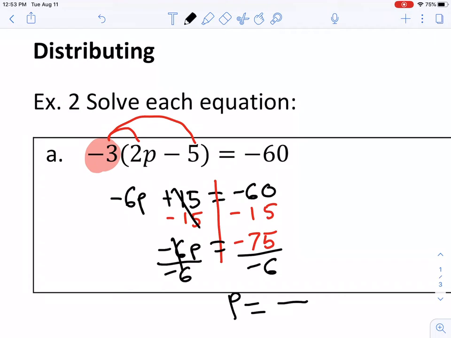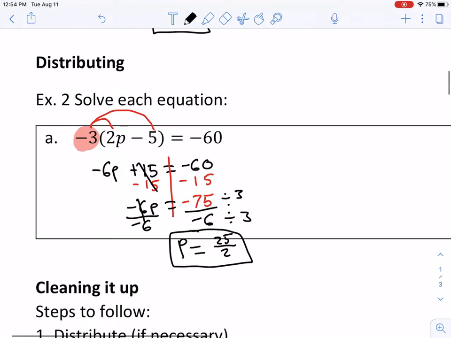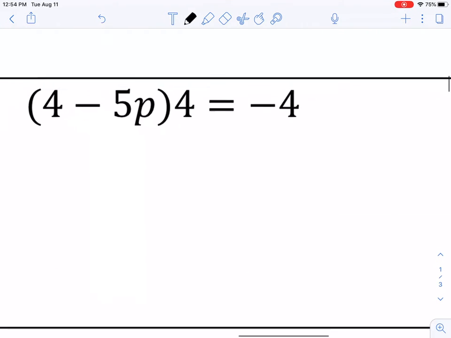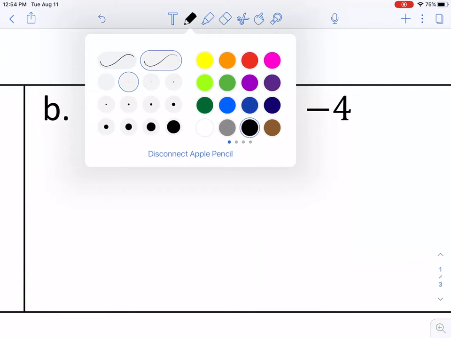I'm going to write our answer as a reduced fraction. So if I get a decimal, that means this doesn't divide evenly. But I can reduce this by 3. And so when I reduce this by 3, I end up getting 25 over 2. So the point in this one is to show you that sometimes you will get fractions as answers. So it's not always going to be nice, neat, easy. Okay, you're not going to see this too often, but I wanted to include this in the notes.